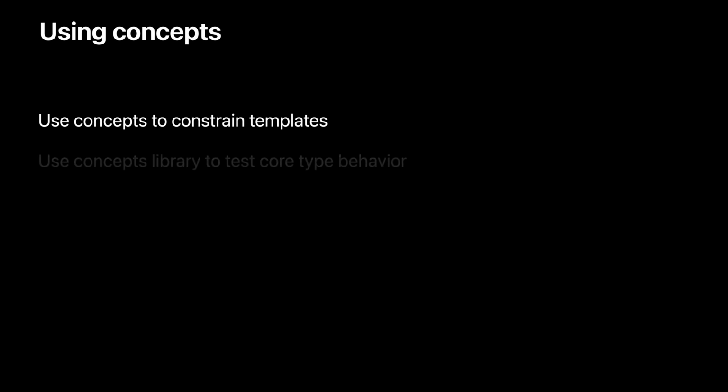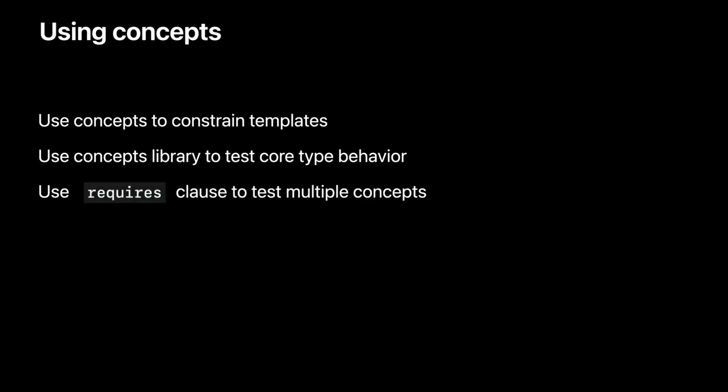Let's go over what we've learned so far about concepts. You should use concepts to restrict the types which are allowed to be used in your templates. The compiler will then be able to show clearer diagnostics, as the template won't have to be specialized if a type mismatch occurs. You should reuse the concepts from the concepts library if you need to validate some core behavior of a type. You should add the requires clause to your templates when you need to test if types conform to multiple requirements.